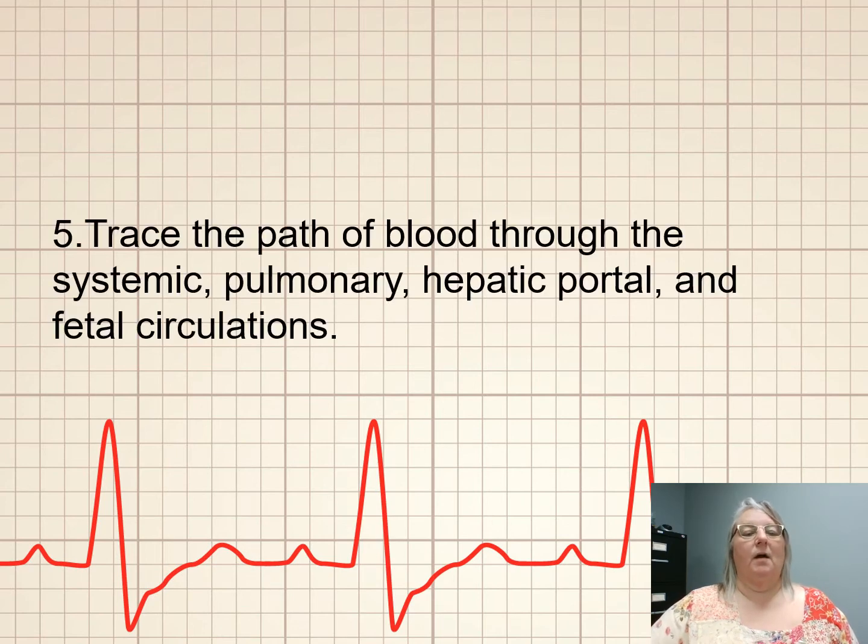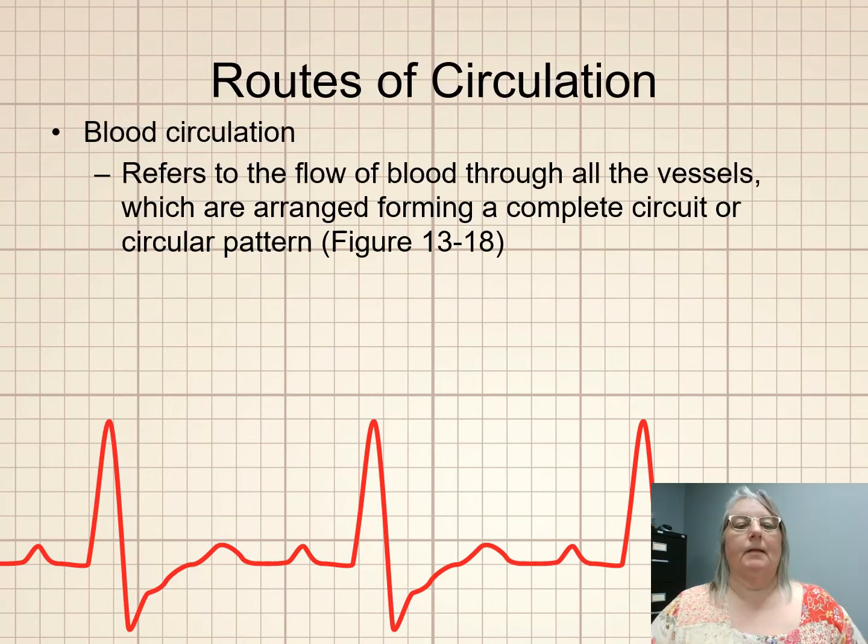Objective number 5. Trace the path of blood through the systemic, pulmonary, hepatic, and fetal circulation. Know that we will not be addressing fetal circulation. Blood circulation is defined as the flow of the blood through all the vessels that make a circuit or a circular pattern.